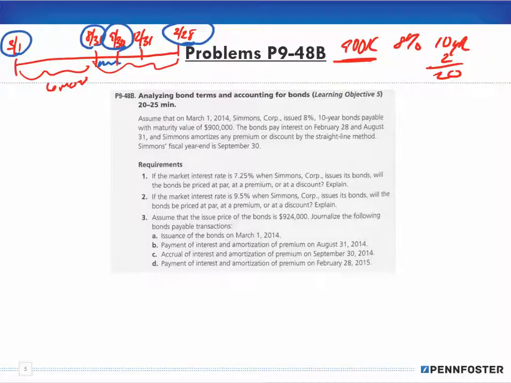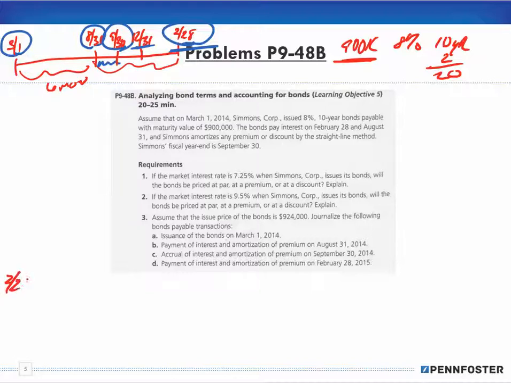I wrote in the calendar year ending here before I knew that it was a fiscal year end of 9/30. Because it's a fiscal year end of 9/30, I don't have to mess around with the calendar year, because the year goes from October 1st all the way to September 30th for this particular company. That's what fiscal is. Calendar is from January 1st to December 31st. They're not using the calendar year, they're using the fiscal year. So our next entry is going to be here for February 28th, and it's the payment of interest and amortization on February 28th.